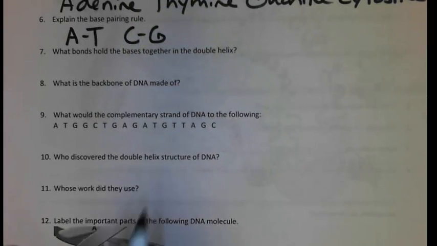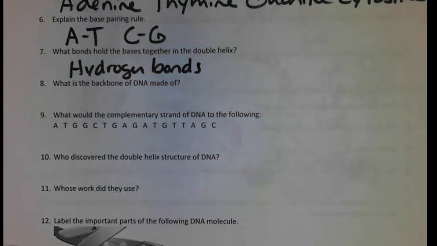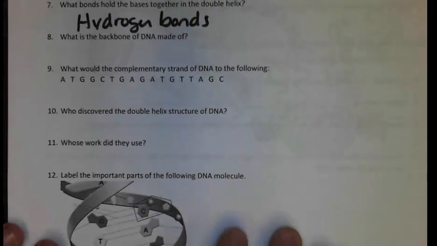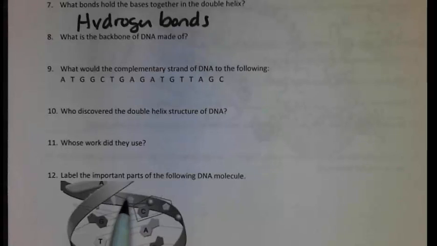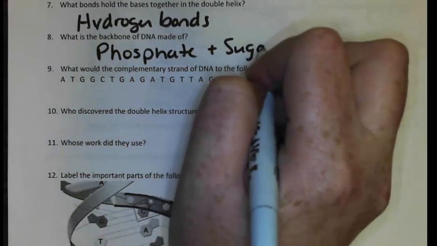What bonds hold the bases together? Hydrogen bonds. Sometimes we write that short as H bonds, but make sure you know that the H stands for hydrogen, and we don't want to shorten words on a test. The backbone of DNA, if you cheat and look at this picture, this ribbon part is the backbone, okay? And so we have phosphate groups and sugar, okay?